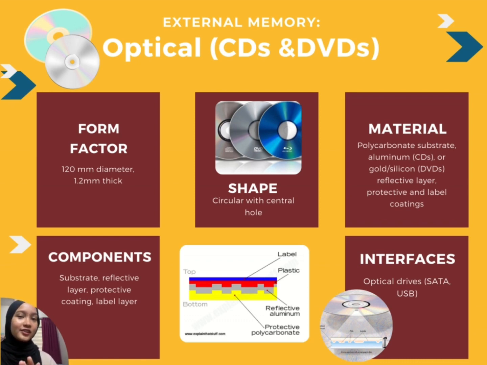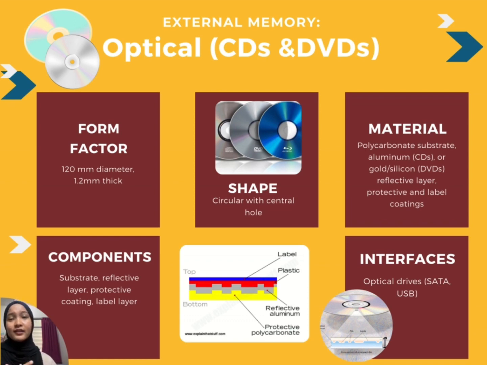media and data storage. So firstly, for form factor, both CDs and DVDs have a standard diameter of 120 mm and also 1.2 millimeter thick. As for the shape, they are circular with a center hole. For the material itself, the structure includes a polycarbonate substrate, with an aluminum reflective layer for CDs, or gold or silicon for DVDs, along with the protective and label coating.